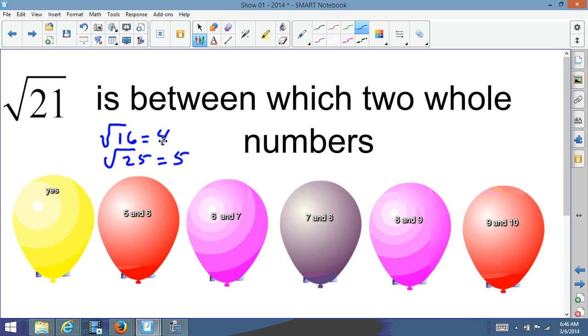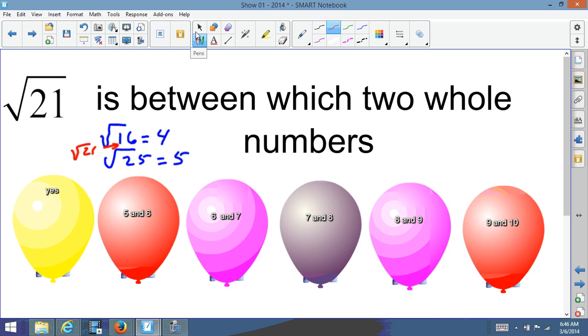These numbers are perfect squares because you can multiply them by themselves and get 16, and you can take the square root of 16 and get that number. That's what makes 16 a perfect square. And 25 is a perfect square because you can take the square root of that number. But 21 is not a perfect square, but I do notice that the square root of 21 is somewhere between the square root of 16 and the square root of 25.